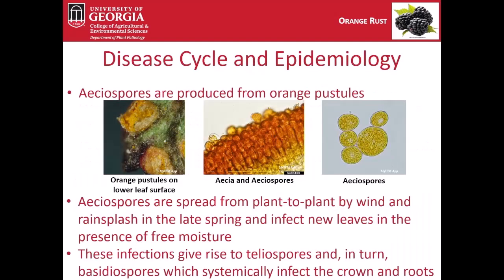So the aeciospores are what are actually produced from these orange pustules, and if you look at them under the microscope, they're these roundish spores, and I'll show you the spores of the other type of rust pathogen later, and they look a little different, of course. These are the spores that are produced, and they're spread from plant to plant by wind and rain splash in the late spring, and they infect new leaves whenever there's free moisture. And of course, in the southeast, we have lots of rain, so we have plenty of free moisture often for these diseases to spread and infect.